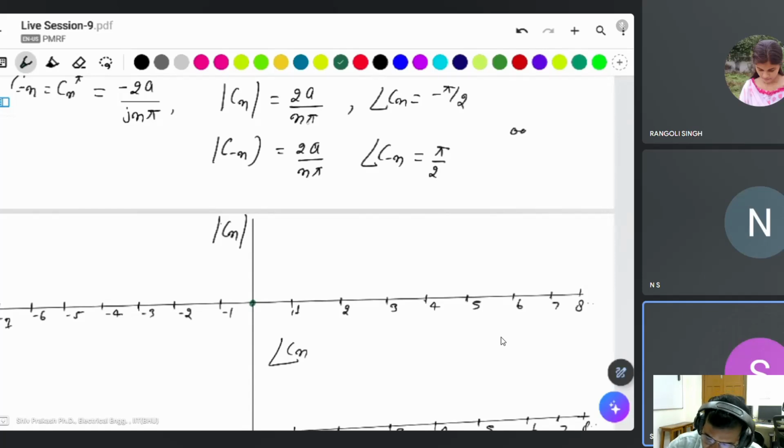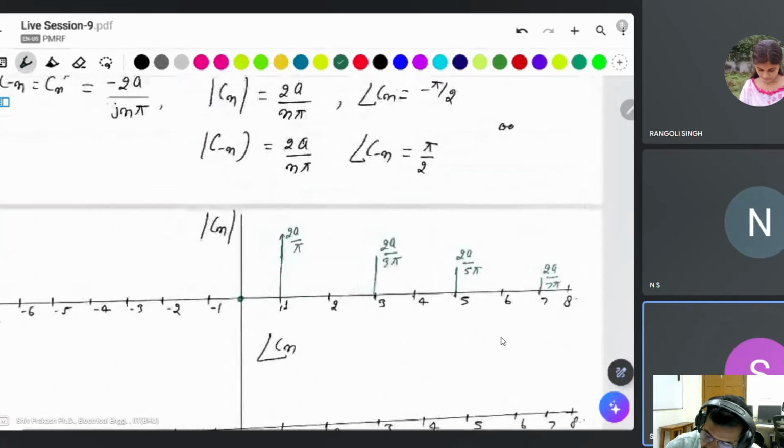C1 is equal to 2a by pi. Even harmonics are 0, only odd ones exist. Then the third one, C3, will be 2a by 3 pi, and the fifth one 2a by 5 pi. Next, the seventh one is 2a by 7 pi.